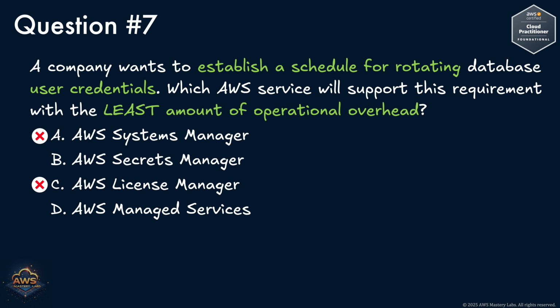Option C, AWS License Manager. License Manager is designed to help you manage software licenses for vendors like Microsoft, Oracle, or SAP. It lets you track usage and compliance of software licenses across EC2, on-premises servers, or hybrid environments. But it has nothing to do with database credentials or secret rotation. Incorrect, because it is completely unrelated to credential rotation. Option D, AWS Managed Services.